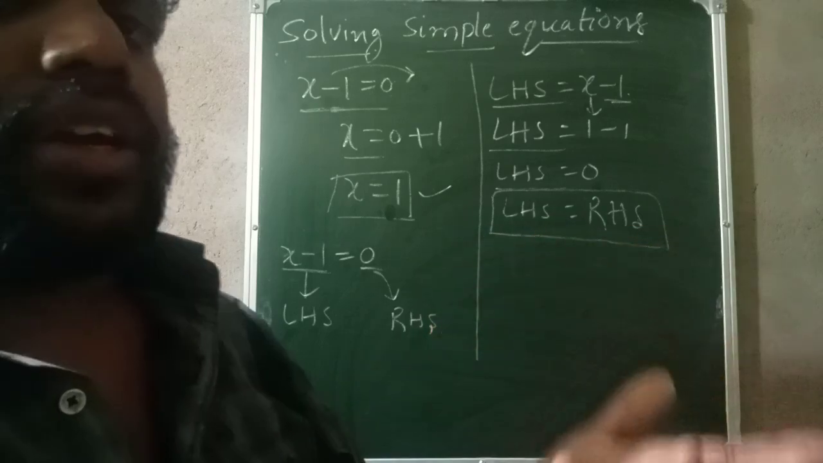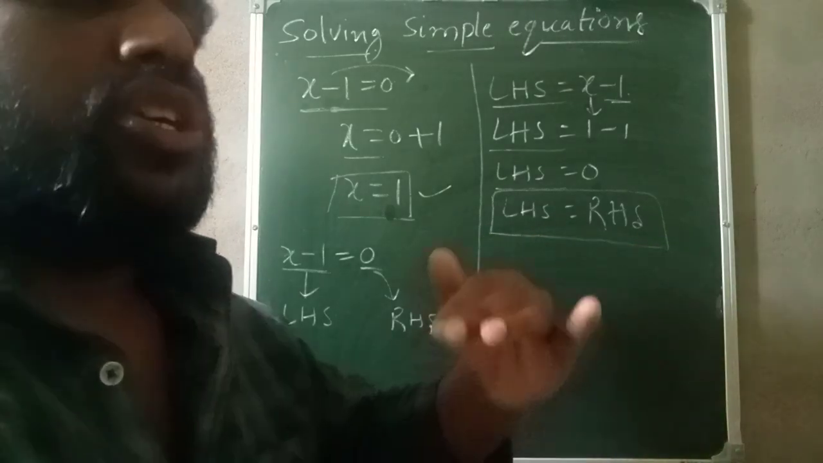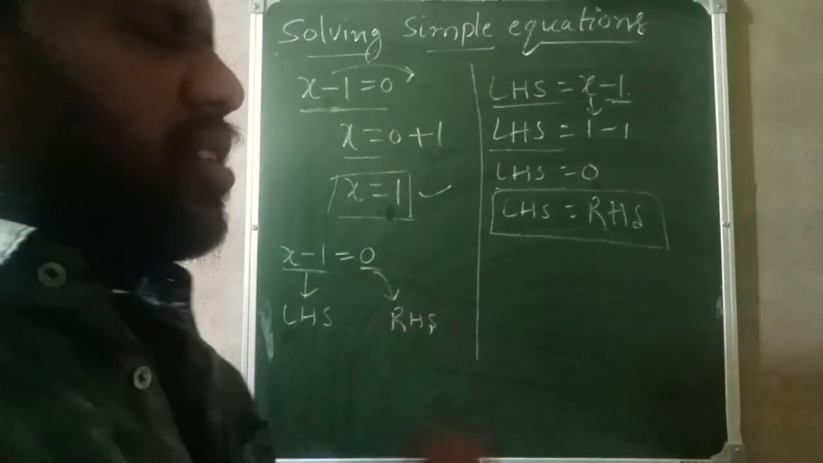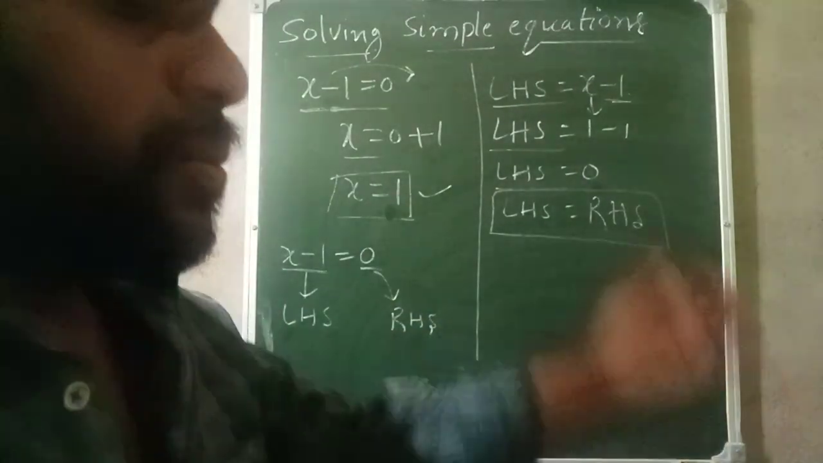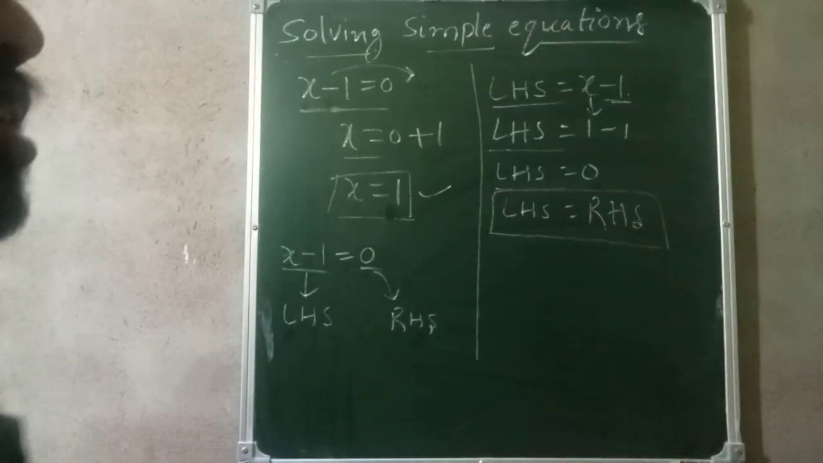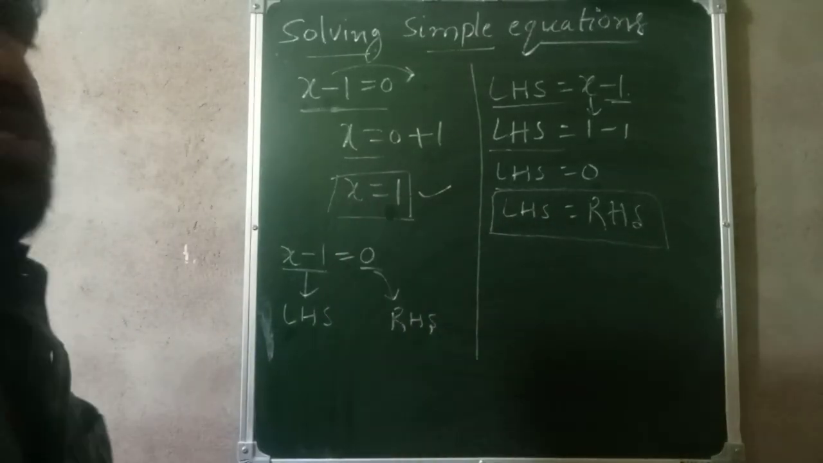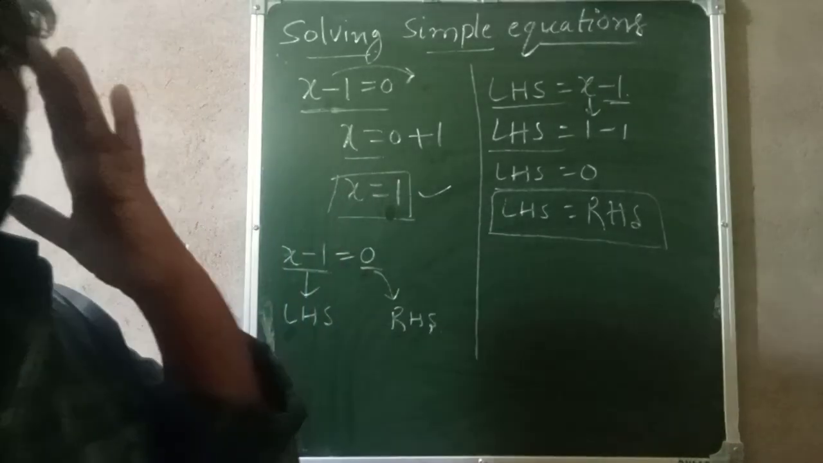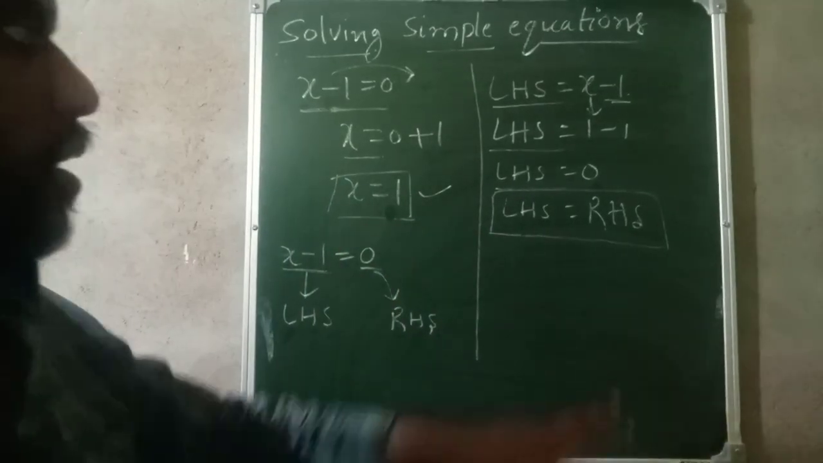In case you don't get LHS equal to RHS, that means if we get LHS not equal to RHS, that time the answer is wrong. But in this case, we got LHS is equal to RHS. So that means x is equal to 1 is the right answer. Like that you have to come to a conclusion based on this.